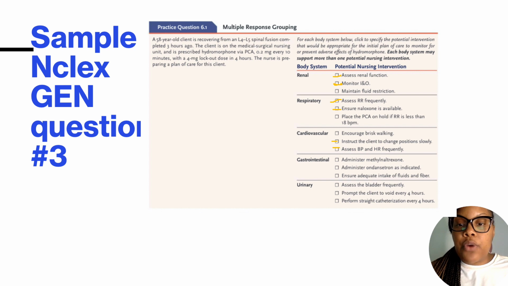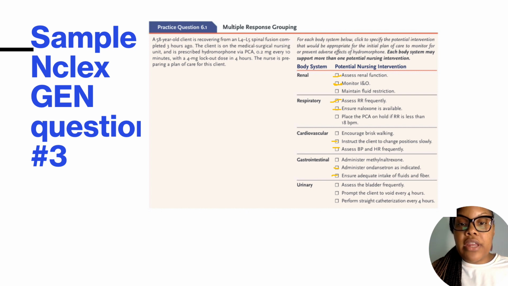Would you ensure adequate intake of fluid and fiber? Yes, because why? Opioids can cause constipation. So we want to make sure that your patient is being well hydrated, and we can increase their fiber to prevent constipation. So we see how we're putting all this together just to answer a question about hydromorphone. You see how they make you put it all together.